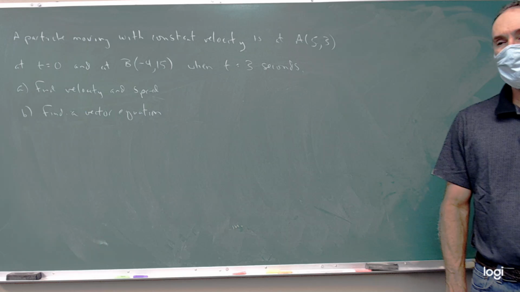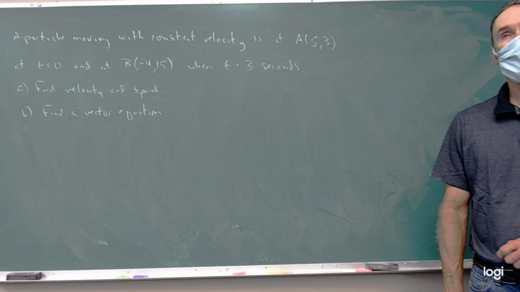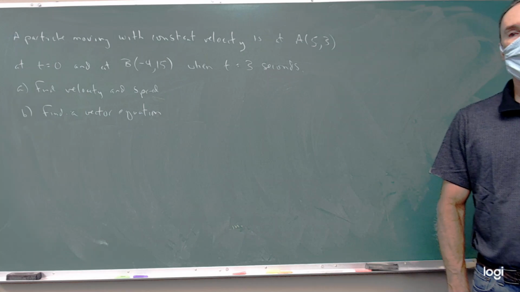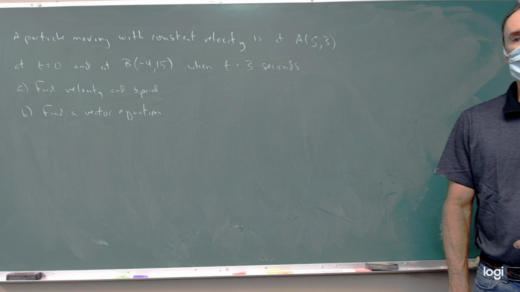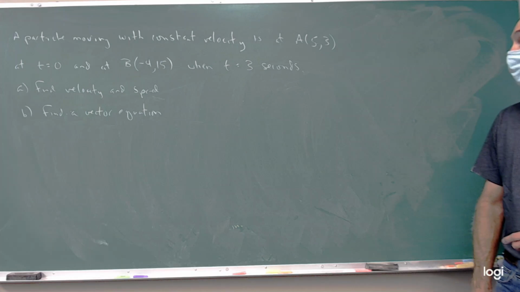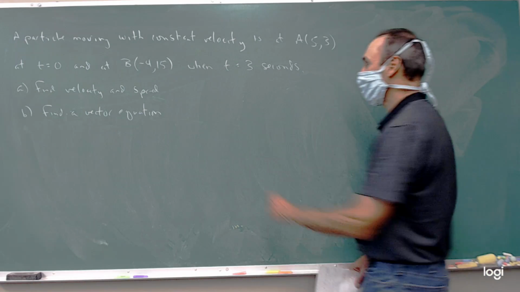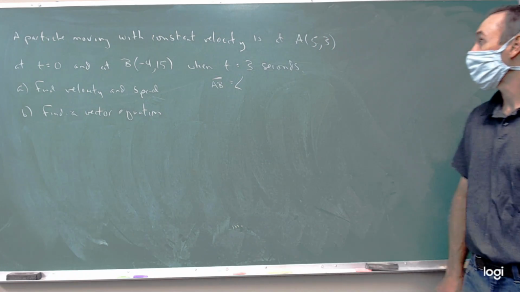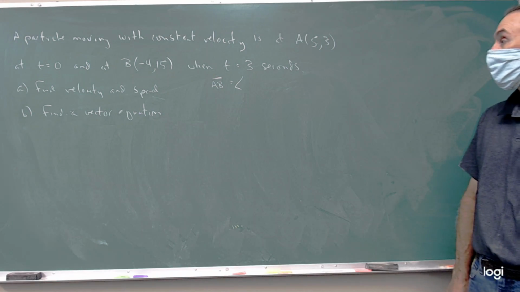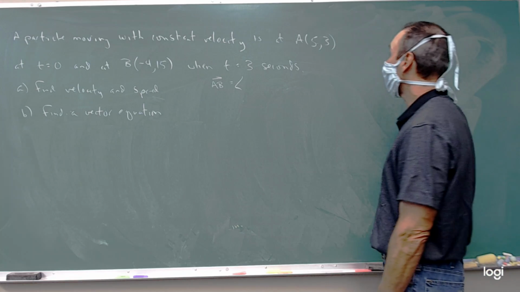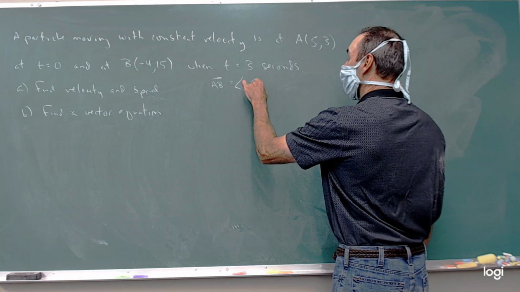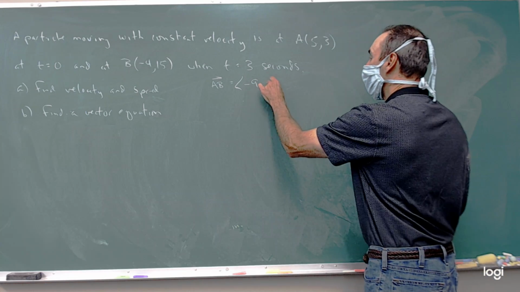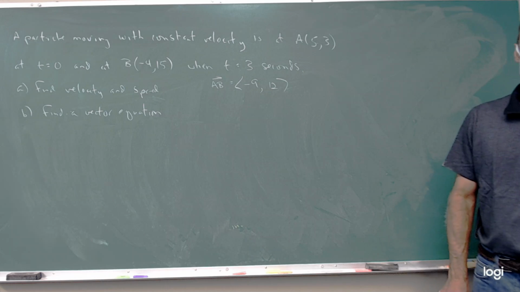We can take turns talking here, don't everybody talk at once. We need to solve for the direction vector? Yes. How are we going to do that? Shall we start with vector AB? I like that idea. So AB is going to be, tip minus tail. So -4 minus 5 is -9. You with me there? And 15 minus 3 is 12. Is that our direction vector?